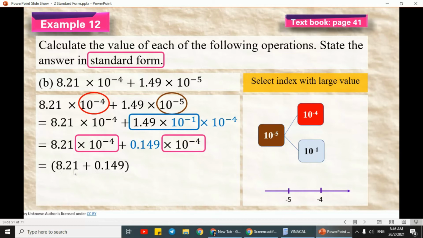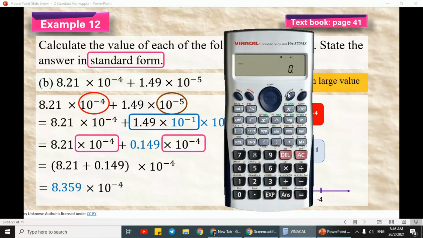Here is 8.21 plus 0.149, and the common factor goes outside. So here we get 8.359 multiplied by 10 to the power of negative 4. You can get this directly.